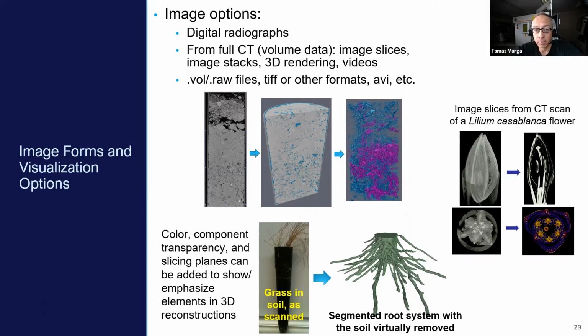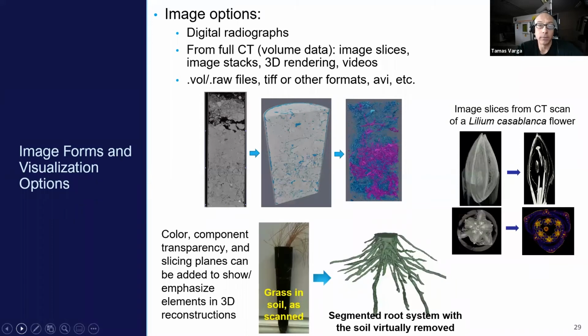So from the reconstruction, we can provide this kind of image slices, image stacks, but we can also do 3D rendering of volumes, such as the middle, where I show a clipped portion of the 3D rendering of a soil core with the porosity colored in blue. And we can also visualize the pore connectivity on the right. I'm showing the connected versus unconnected porosity in the same soil core. So as you can see, we can color components, make one transparent, introduce clipping planes to kind of highlight, emphasize components that we want to see.